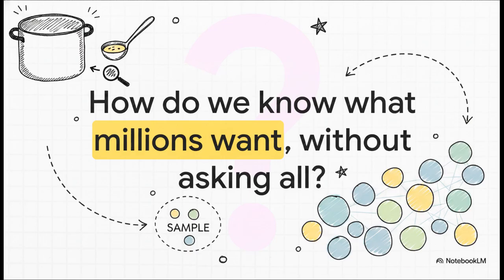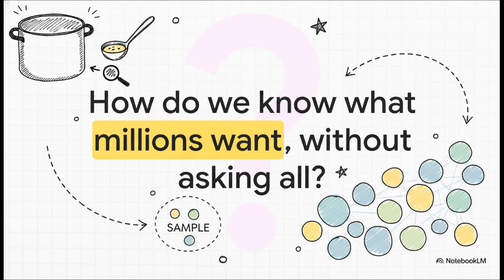You've got massive constraints, right? Time, money, complex logistics, the whole shebang. Which brings up a really major question. How on earth do we know what millions of people want without asking them all? Well, think about it like cooking. You don't need to drink the entire pot of soup to know if it needs a little more salt, do you? No way. A well-stirred spoonful does the trick perfectly.